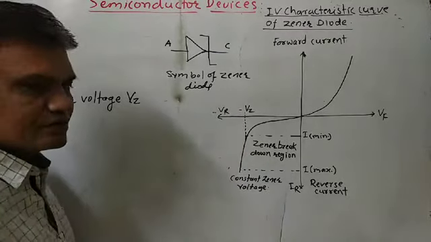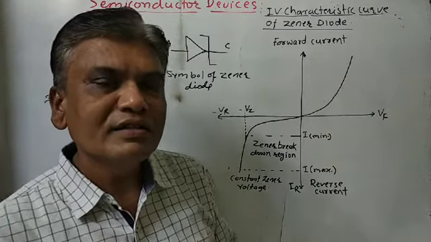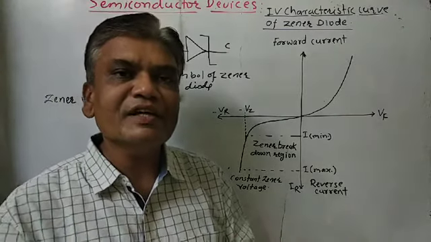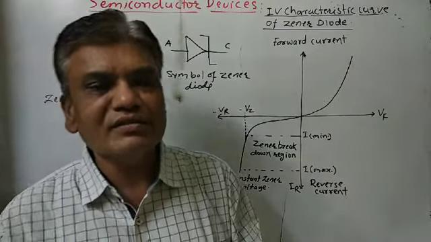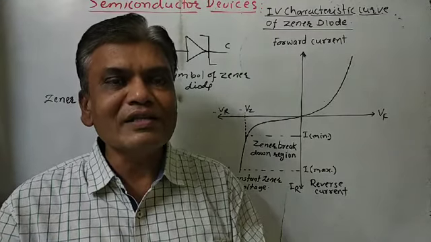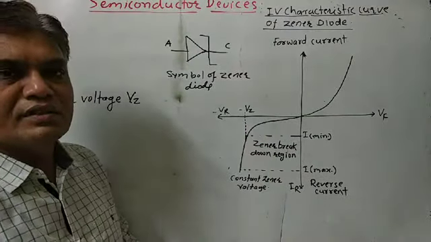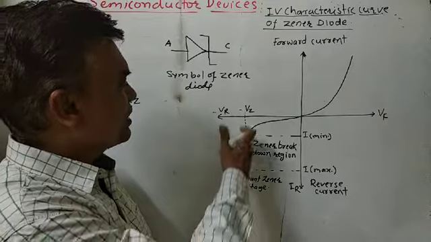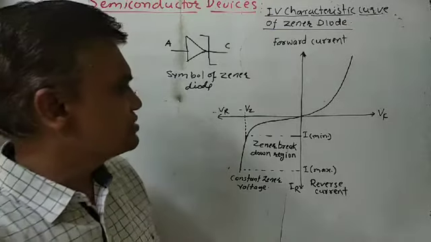This is the Zener voltage. At the Zener voltage, the diode shows breakdown. The breakdown takes place at a particular voltage, known as the Zener voltage. Zener voltage means the voltage at which current is rapidly increased. If we increase the applied voltage, there is a rapid increase in current, and the voltage at which this happens is known as Zener voltage.